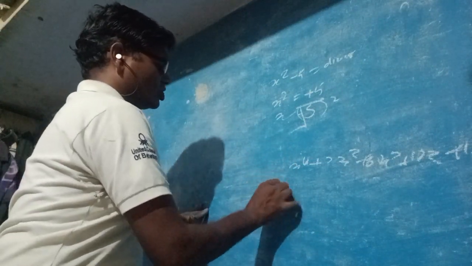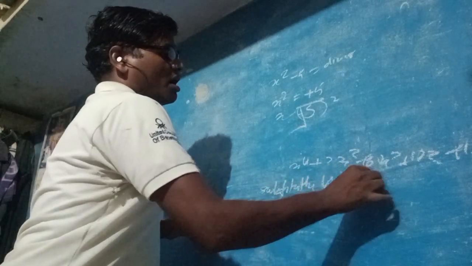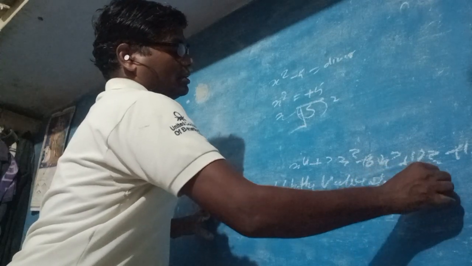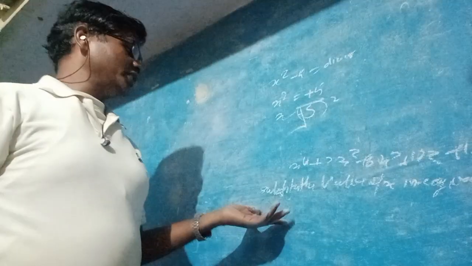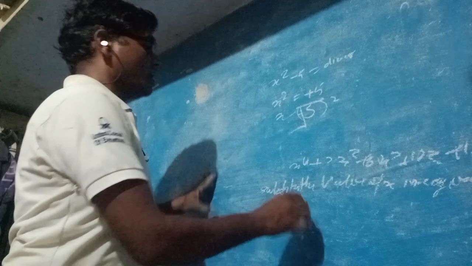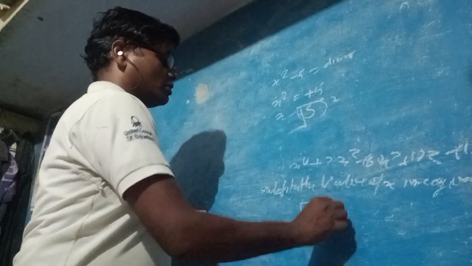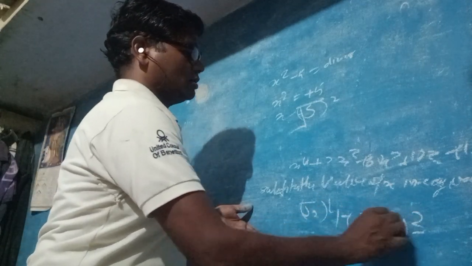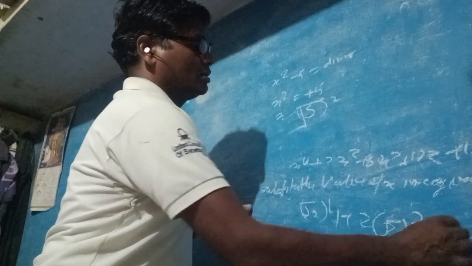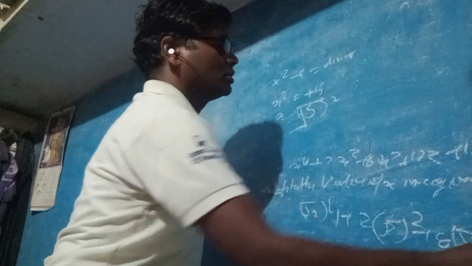We will write here: substitute the value of x in the given equation. Here is the given equation just above this. So x value we have found is under root 2, to the power 4, plus 2 under root 2 cube, plus 8 root 2 square, plus 12 root 2, plus 18.